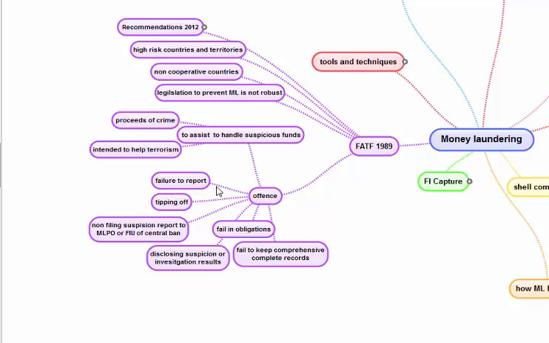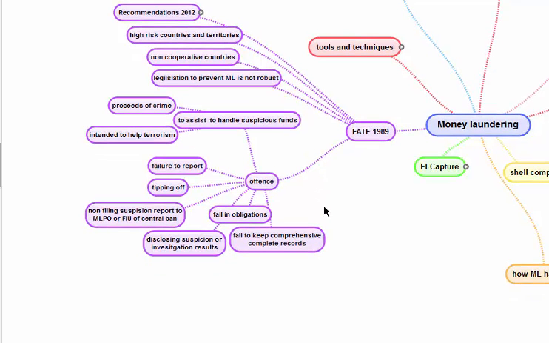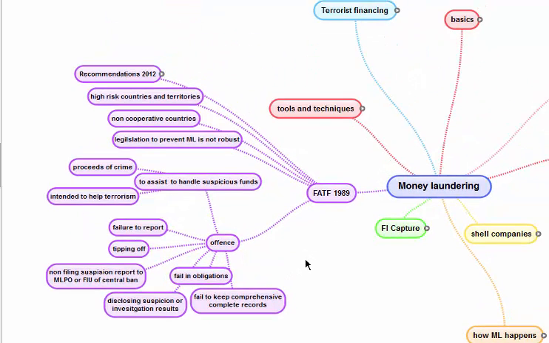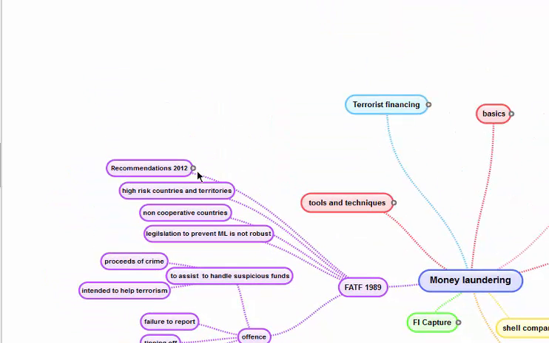As a banker, failure to report is a crime, tipping off is a crime. And failure in our obligations to check and ensure our policy and procedures are followed, that's also a crime. What other crimes are there? Failure to keep comprehensive and complete records. You have to keep records for 7 years, and if there's a suspicious transaction, report within 5 days. Disclosing suspicion or the results of an investigation is also an offense. And the non-filing of a suspicion report is also an offense. So these are the things which the Financial Action Task Force requires the bankers to do.